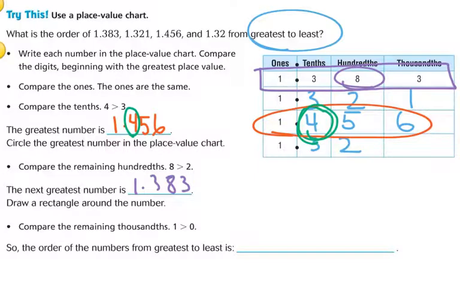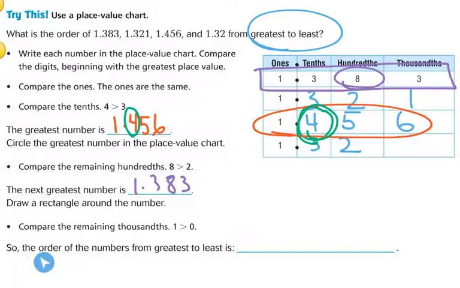So now finally, boys and girls, it says compare the remaining thousandths. So we're going to move to the last column, and the only thousandths that we're going to compare is this place and this place. We see that 1 thousandth, boys and girls, is greater than 0 thousandths.